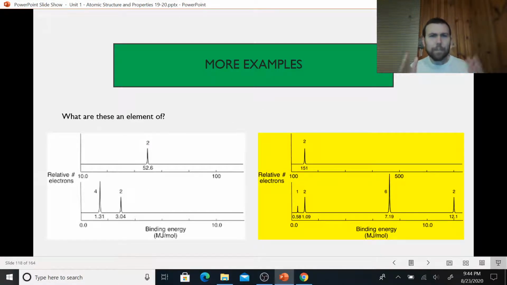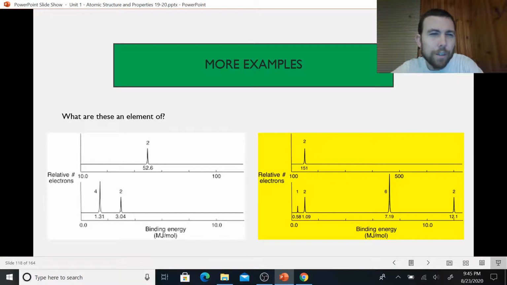Now, here are some examples that I want you guys to tackle on your own. So, again, when you're watching these videos, when we get to something like this, pause the video, analyze the information there, and come up with your answers. And as you do that, I also want you to consider not only what elements these are, but what would be the electron configuration for those elements? What do these peaks, what sublevels do they correspond to?